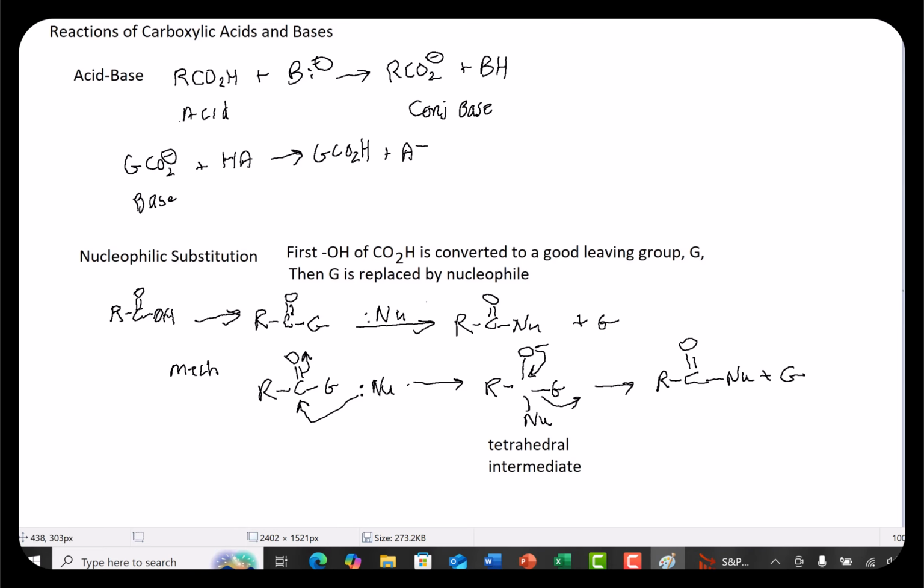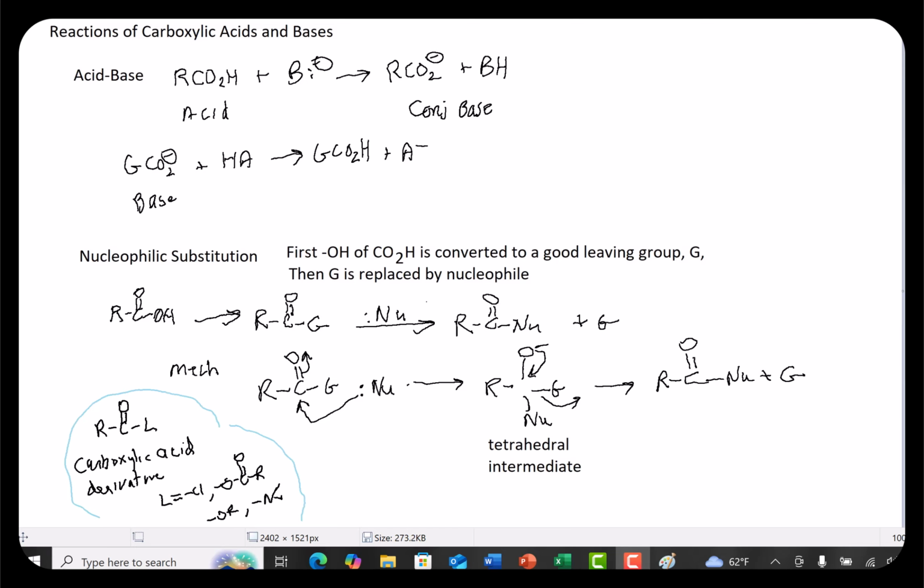Carboxylic acids and their derivatives undergo this. Basically, let's start with a carboxylic acid and see what might happen to it. There are a couple of reactions where the OH is converted to a good leaving group, and then a nucleophile reacts with that resulting compound to produce an overall substitution.